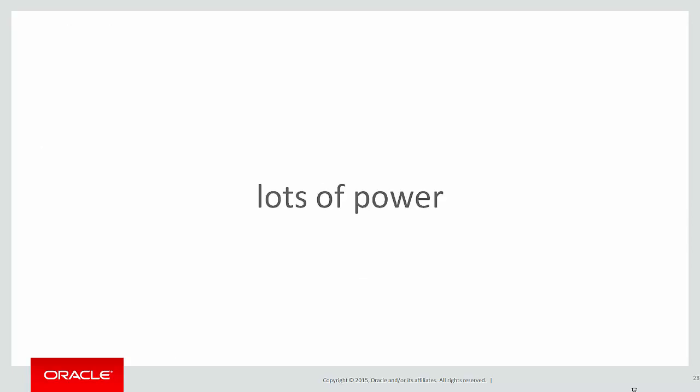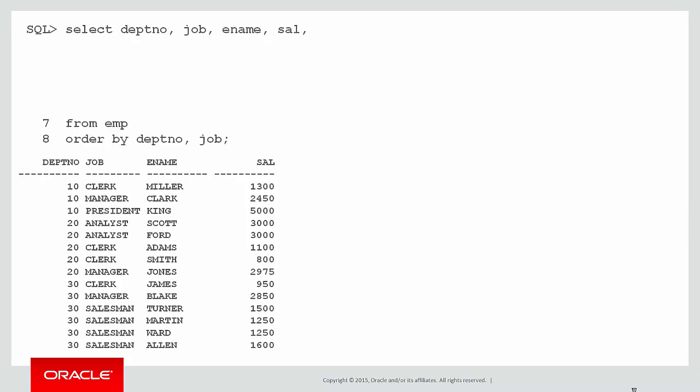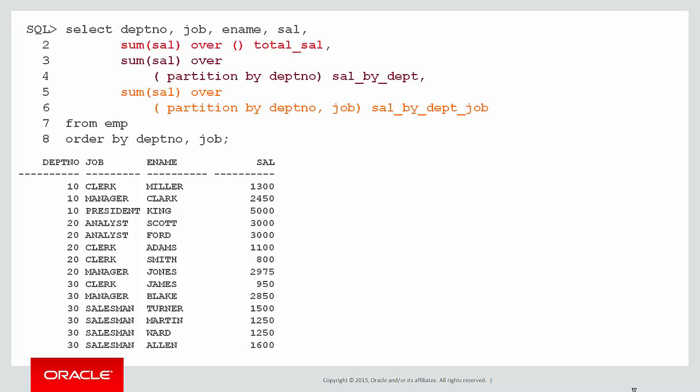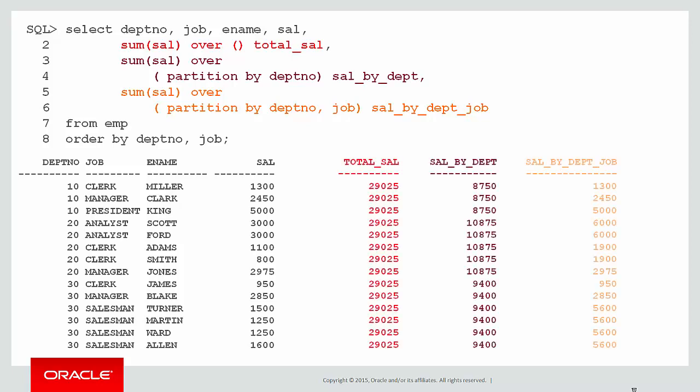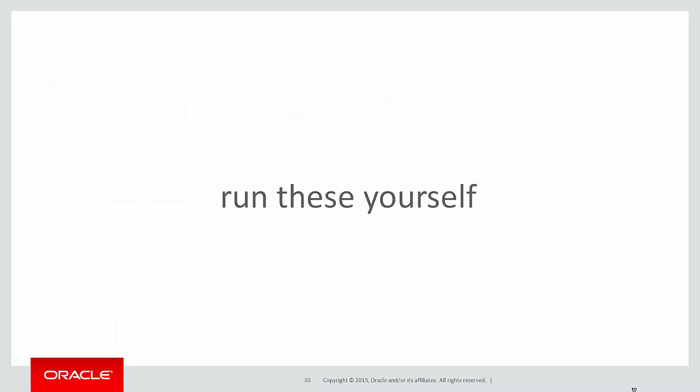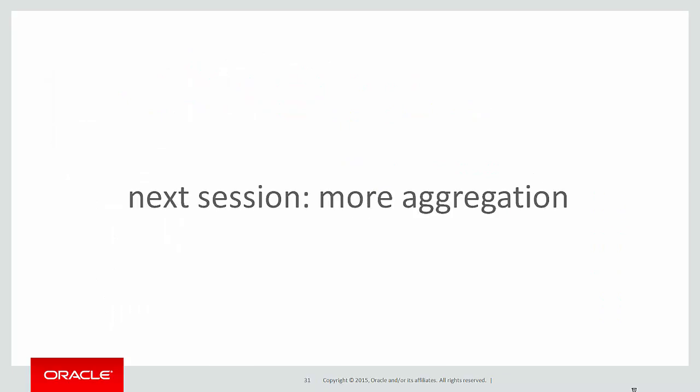There's a lot of power when you start using aggregation and analytics. For example, in a single query, we could look at the total salary over the whole table, the total salary by department number and job. We can do all this work all with one simple query. You can run these scripts by yourself. You'll see these from the live SQL link you can click on below. In the next session, we'll look a bit more closely at aggregation. We've skipped over a couple of things here.